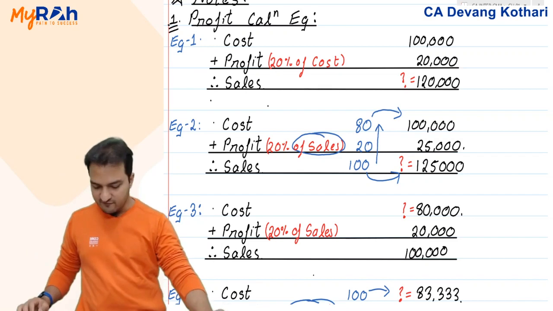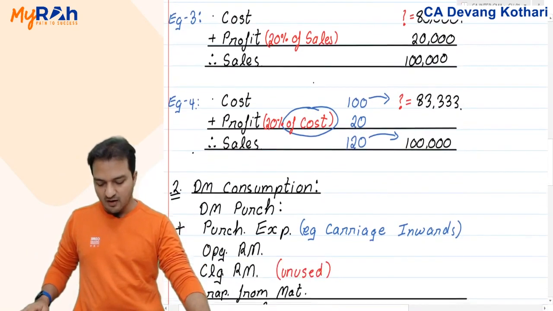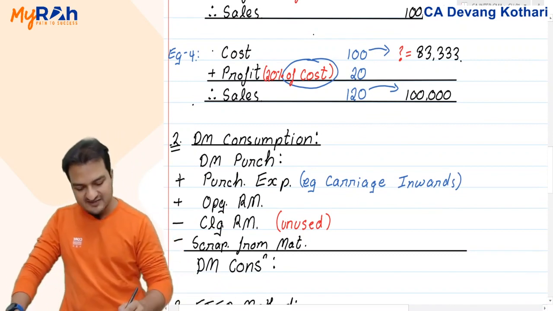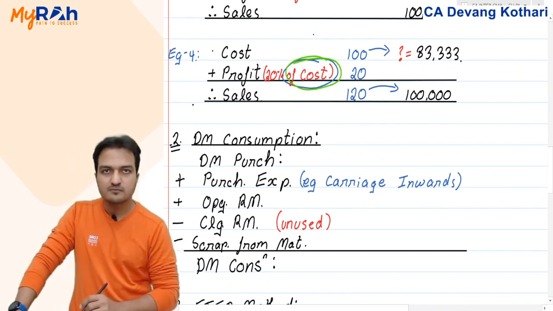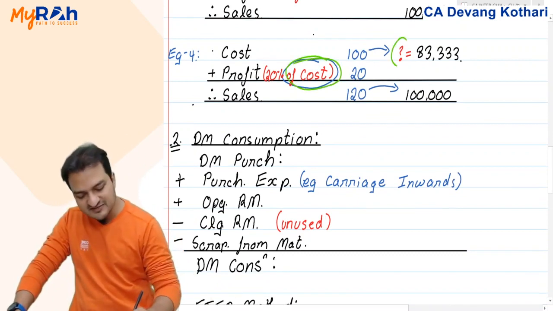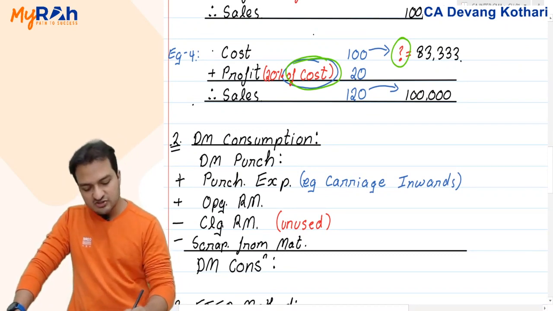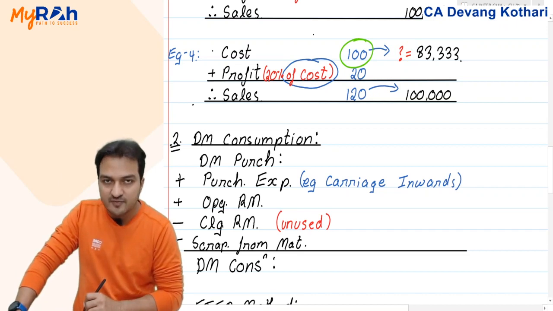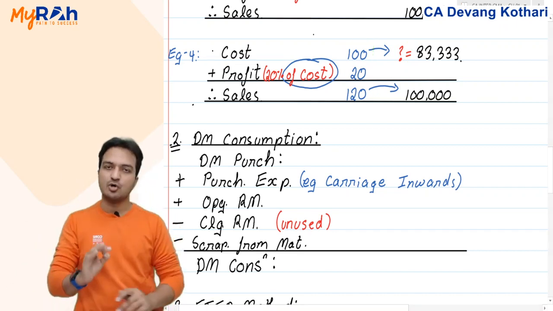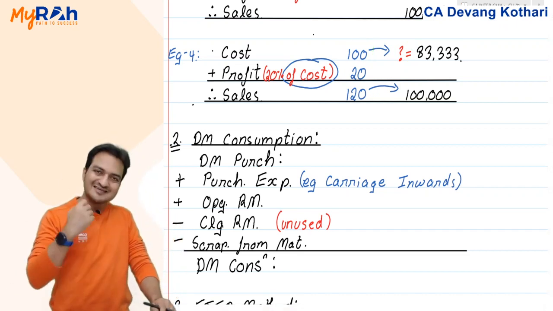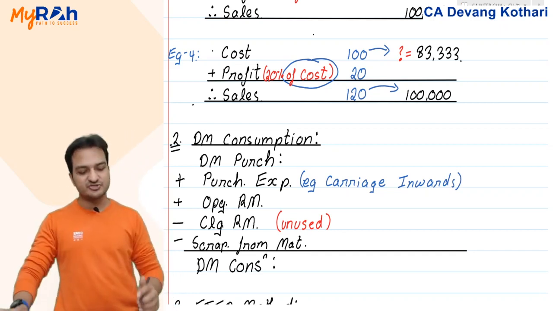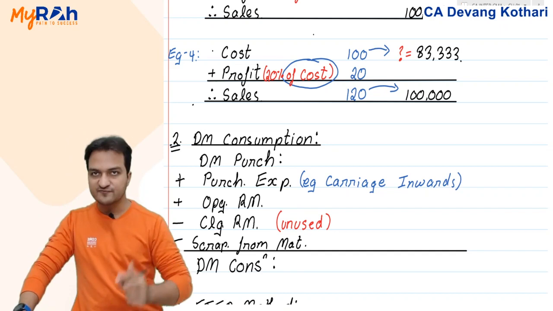In all these four methods, the ultimate conclusion that I drew was that if profit is based on something and that something is missing, then assume that missing figure as 100. Once again, I'll say the statement: if profit is based on something and that something is missing, then assume that missing as 100. This was the simple logic here, and accordingly we did those four examples.